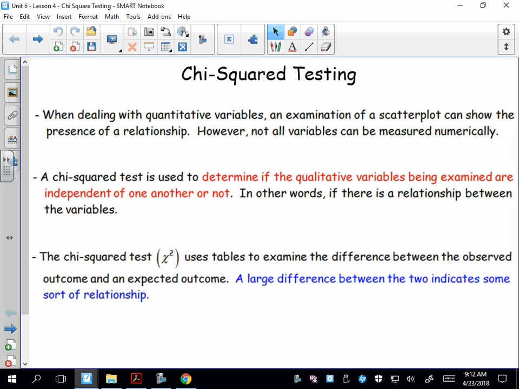What a chi-squared test does is it examines the difference between what you've observed and what you would expect to observe. We're going to do an experiment, organize our data, see what we got, and compare that to what we theoretically would expect to get. If there's a big difference between those, something's happening. If there isn't, then nothing's happening. That's what the chi-square test does for us. The symbol for chi-square is this fancy X thing here. We're going to have to make some tables.